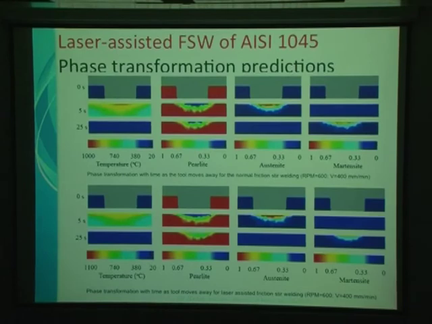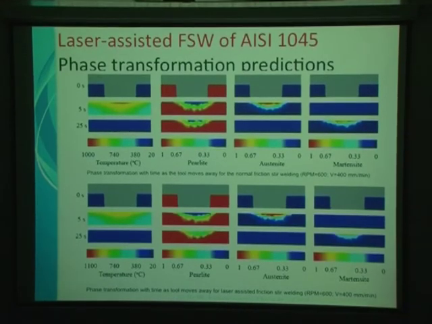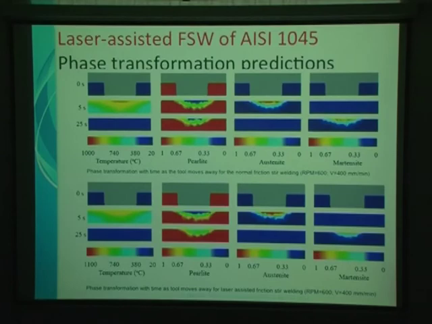So again, this is very, very nice. At least, basically, where the shoulder just passed, you end up with almost all martensite, which probably makes sense.